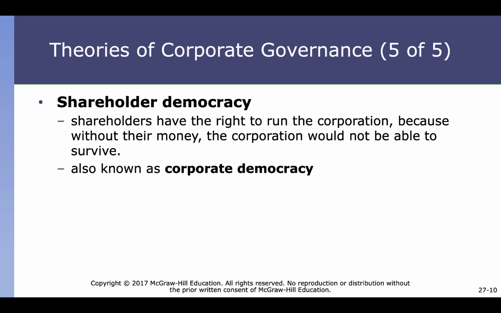Shareholder democracy states that shareholders have the right to run the corporation because without their money, the corporation would not be able to survive. This is also known as corporate democracy. And it says basically, of course, they have a right to say how their money should be spent and their property should be used. Supporters of this theory would make management more responsive to shareholders by giving shareholders greater voting control and making it easier for them to take managers to court. Opponents of this theory point out that most shareholders are removed from the center of corporate activity and therefore can't really make the same type of informed decisions the managers can make.